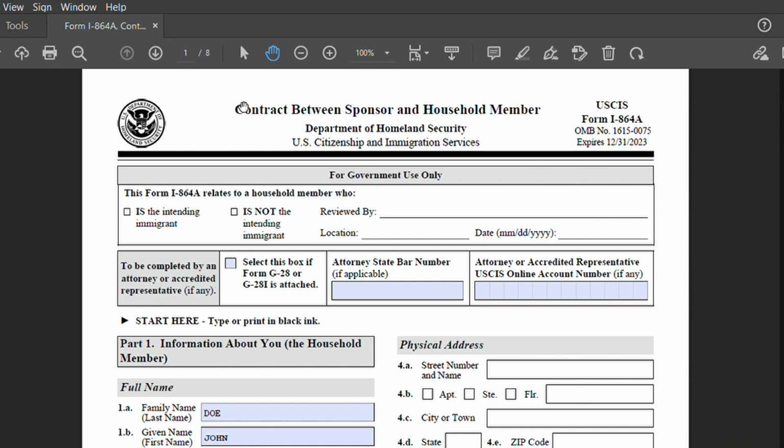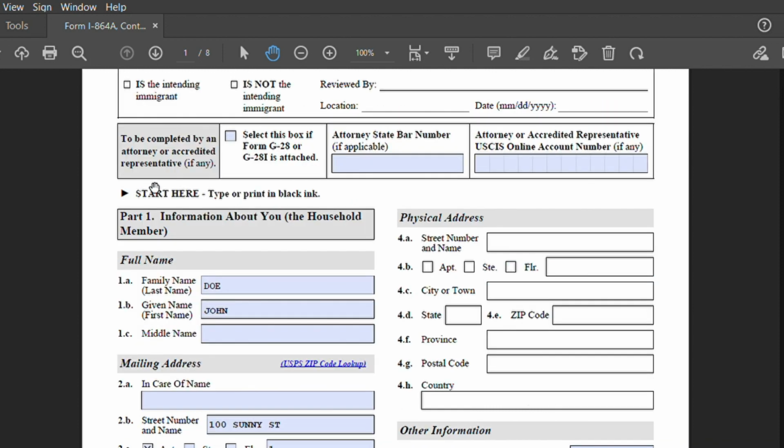So this form is called the Contract Between Sponsor and Household Member, Form I-864A. The current edition for the form expires on December 31st, 2023. We can ignore this top part right here because this is not for us. We're going to start right here where it says Start Here. And again, you can fill out by typing or you can fill out this form in black ink.